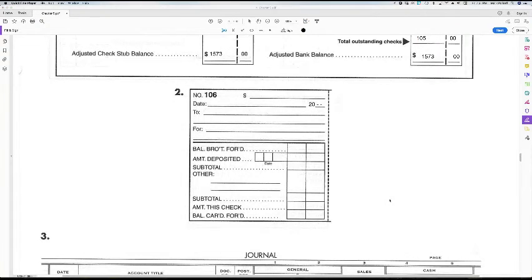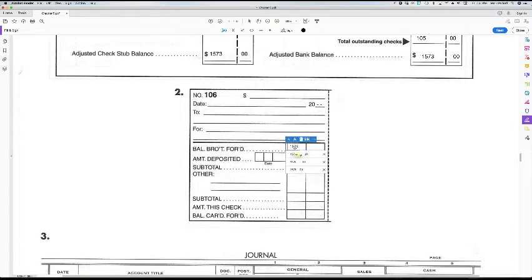Okay, so now we're going to be moving on to part 2. And the first thing that we're going to do here is record the balance brought forward, which is $1,575. Next, since there was no amount deposited, we can just bring this number down to the subtotal. Next, we are going to write in service charge, and then the amount, which was $2. And then we're going to bring that number down.